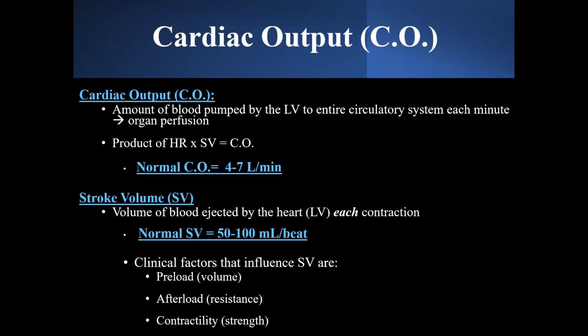Okay, stroke volume, we just talked about, the amount of blood each contraction, each beat, 50 to 100 mLs. Doesn't seem like a lot, does it? And then you times that by your heart rate because it's each beat. That's how you get the cardiac output. So we talked about those factors that influence the stroke volume: preload, afterload, contractility. And if any one of those are altered, you're certainly going to have an alteration in the cardiac output.